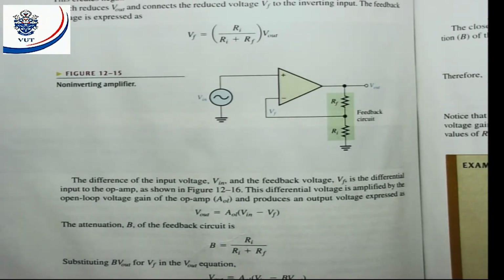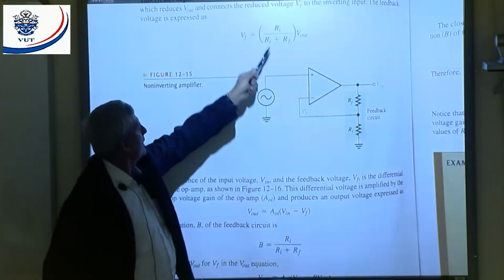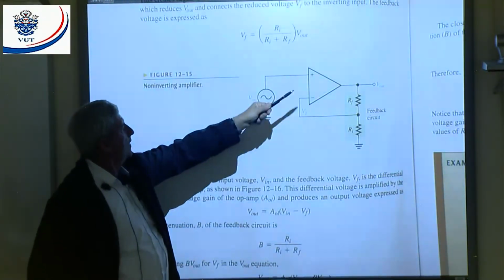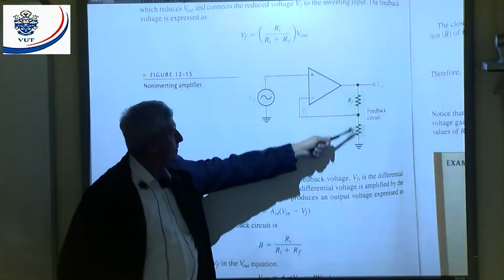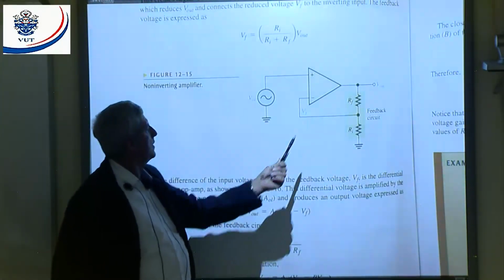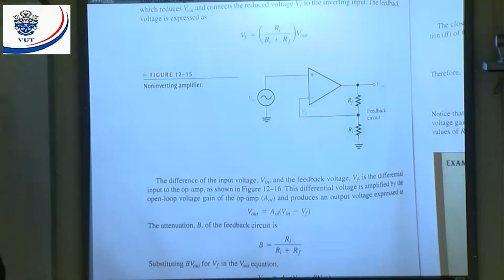All right, first of all, when you look at this, I can say VF, my feedback voltage, is equal to Rin over Rin plus Rf times V out. V out is the total voltage. Part of that, the voltage across Rin, is going to be feedback, and that will be my feedback voltage. That's a normal voltage divider.